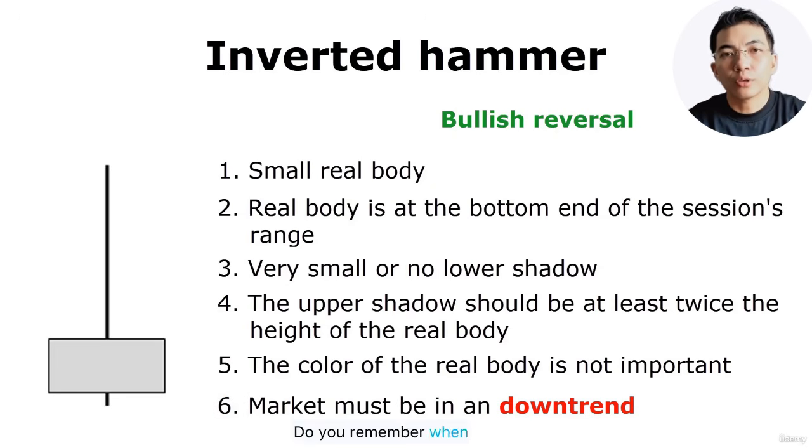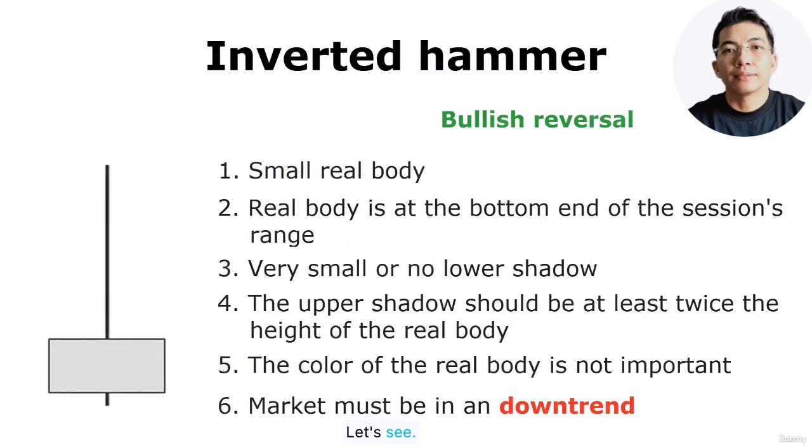Do you remember when we have seen hammer and hanging man? All the conditions were the same, but the last one was different. Here we have a similar situation between shooting star and inverted hammer. All the conditions are the same except for the last one. Does this make a huge difference?